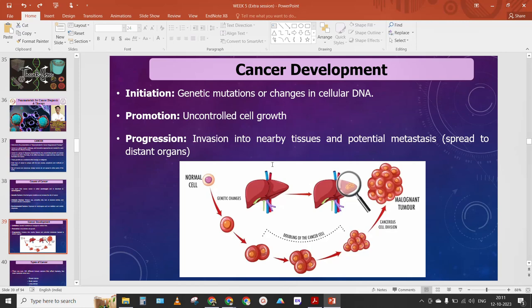As you can see in this figure, the normal cells lead to some genetic changes or mutations, then that cell will divide, and the doubling of those cancer cells will lead to a malignant tumor, like uncontrolled growth of that particular cell. This is an example in the liver. You can see the cancerous cell divisions lead to a malignant tumor then. See how normal cells can transform into cancerous cells.